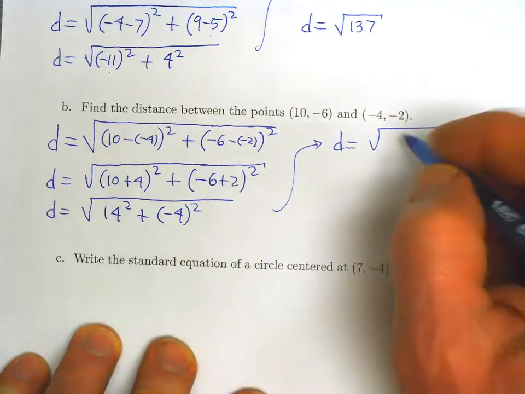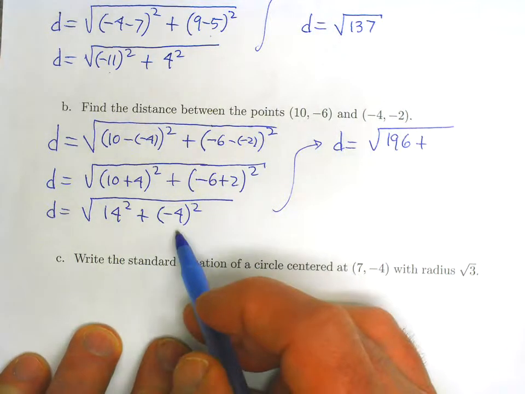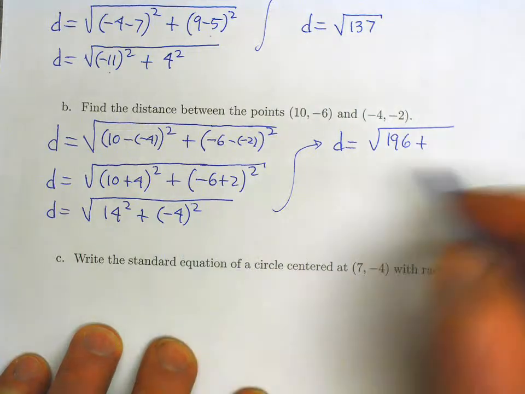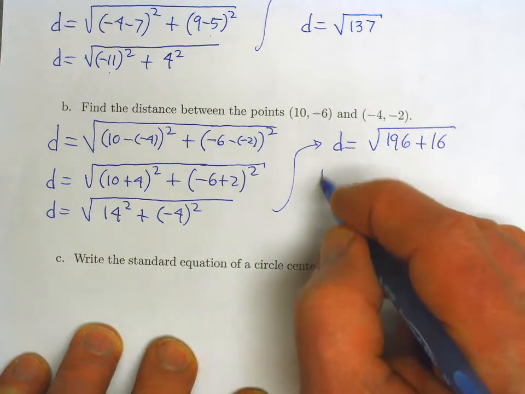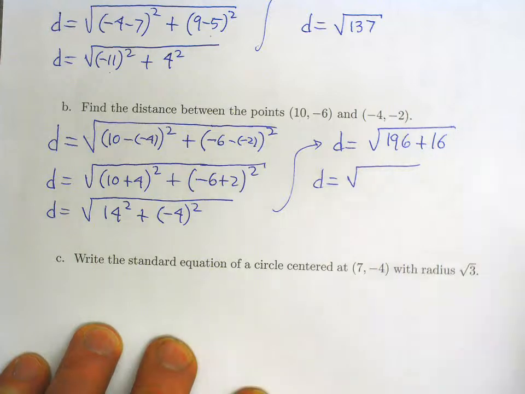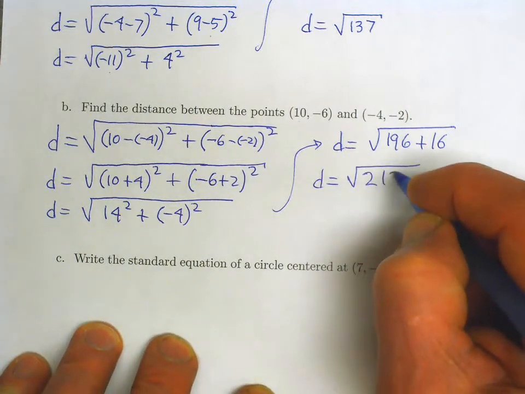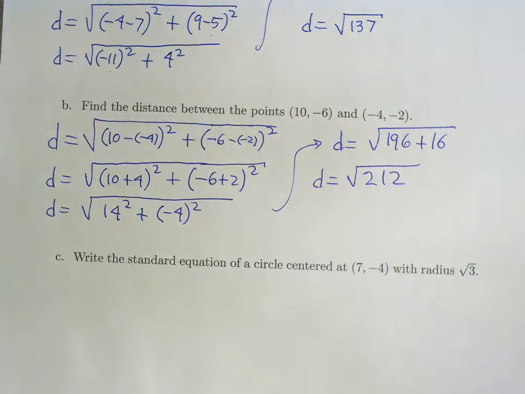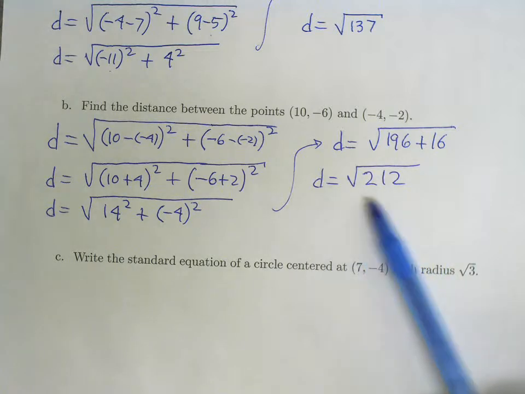14 squared is 196. The number negative 4 squared is positive 16. And so the distance is the square root of 212. If in the end you're supposed to round it to a decimal, then you could just use your calculator to compute the square root of 212 and round it. On the other hand, if you're going to give an exact answer in terms of the square root, this square root can be simplified.